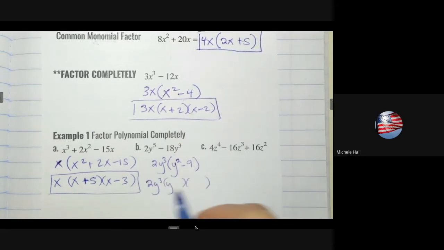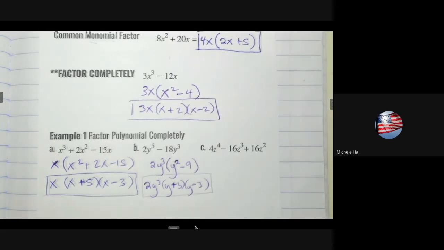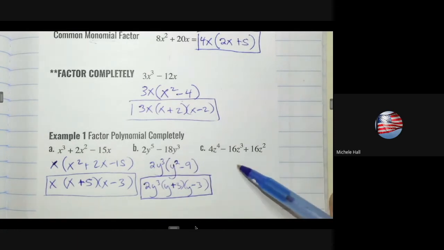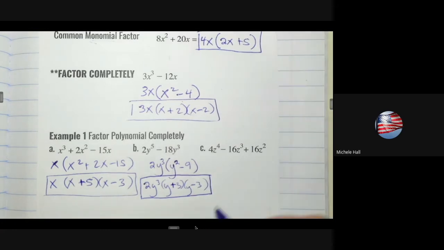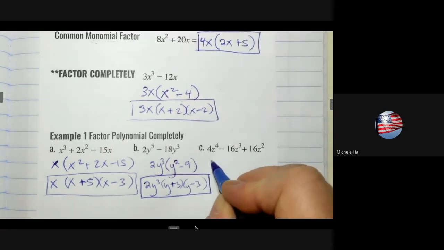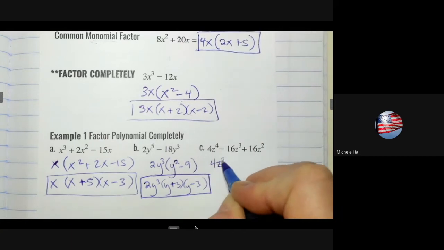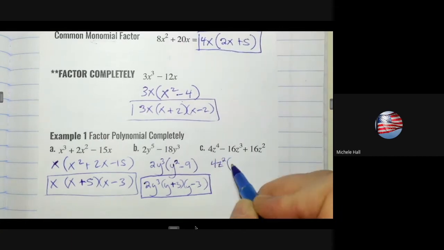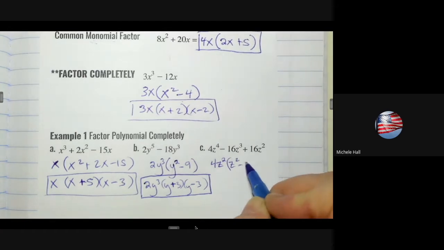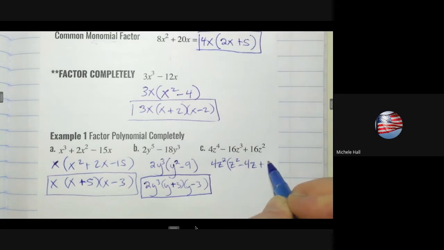So y times y, 3 and 3, and plus and minus for no middle term. Example C, we have a 4 and a z squared. Going to factor out 4 and a z squared. Let's see, that leaves z squared minus 4z plus 4.